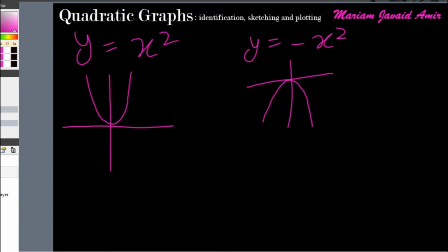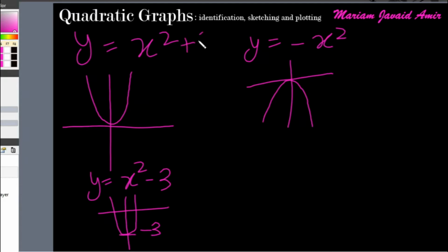And if the equation is y equals x square, let's say minus 3, the same graph will go 3 places down, 3 units down. So now it will cut the y-axis at minus 3. So this minus 3 is actually the y-intercept where the graph will cut the y-axis. Here it was 0. So the graph was cutting the y-axis at 0, right?